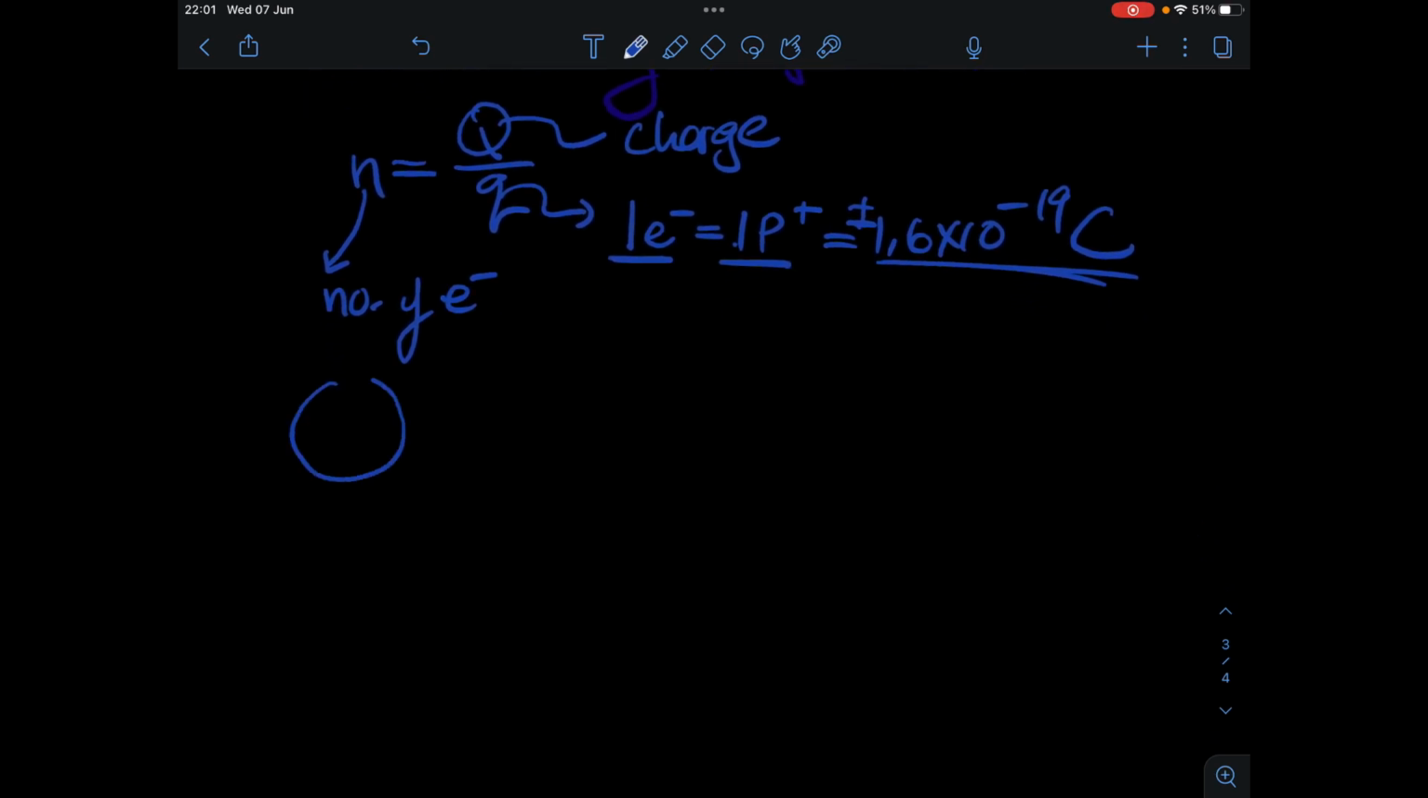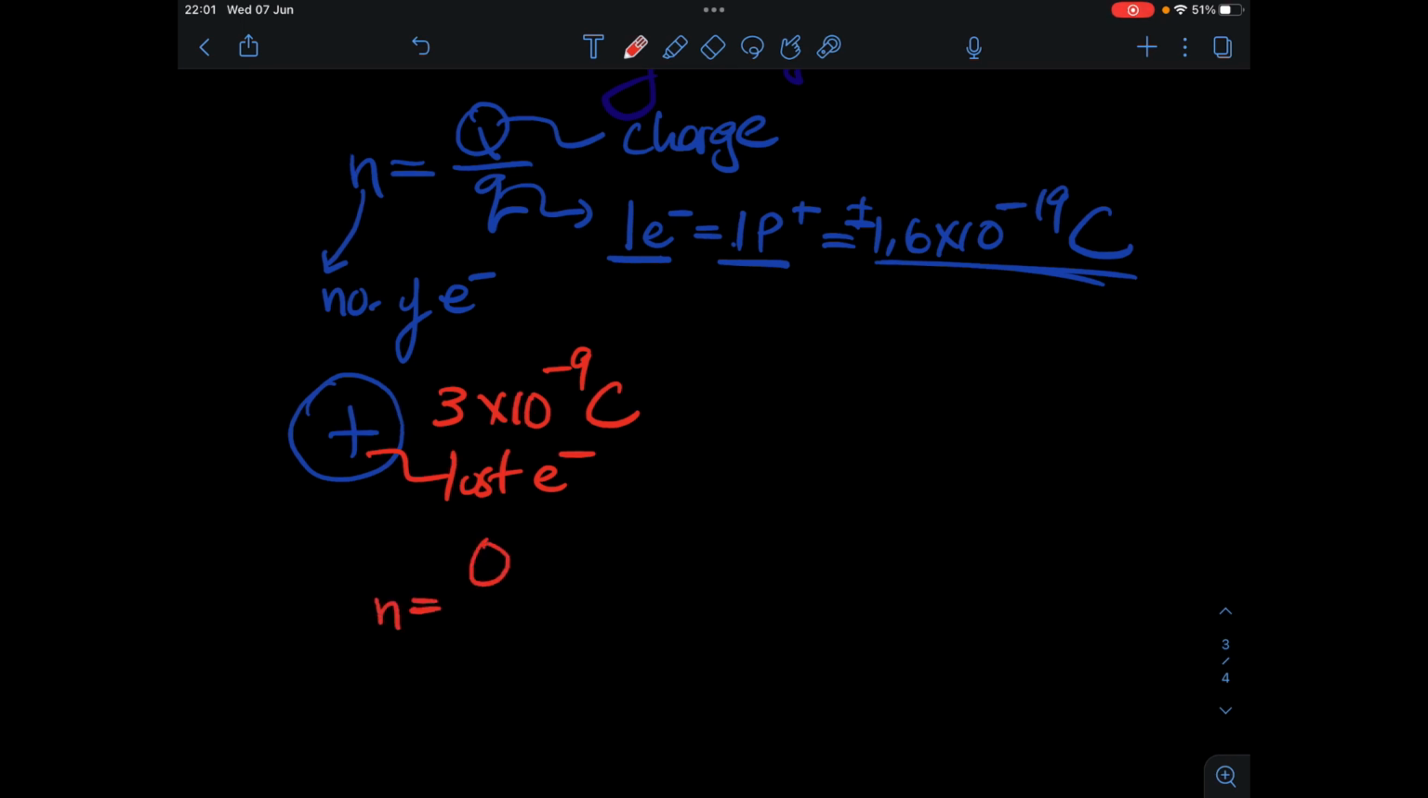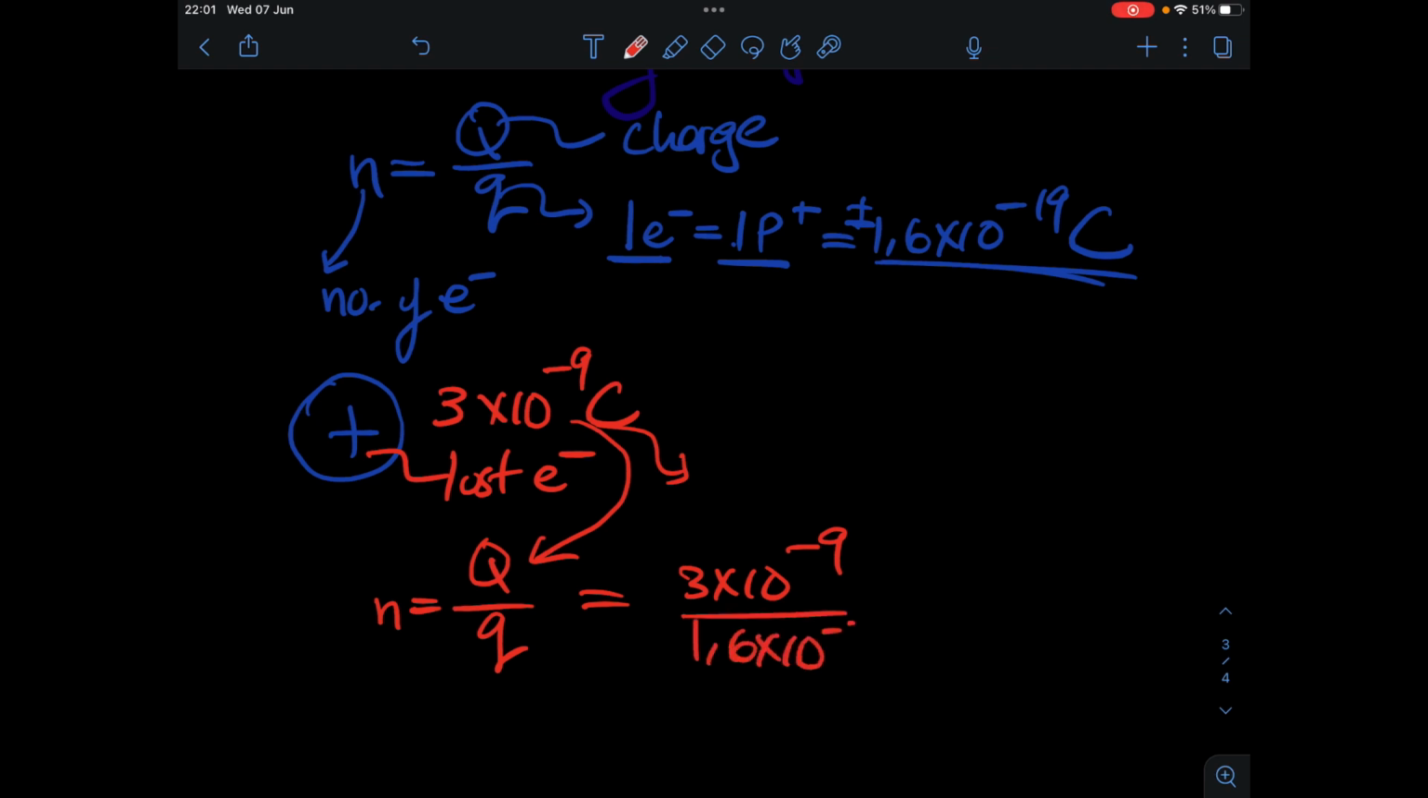If you have a positively charged object, and this charge is 3 times 10 to the power negative 9 coulombs, of course, you know this object has lost electrons. Now, if the question says how many electrons it has lost, what are you going to do? You're going to use the quantization of charge formula. You take this charge and substitute it here. It's going to be 3 times 10 to the power negative 9 divided by 1.6 times 10 to the power negative 19.